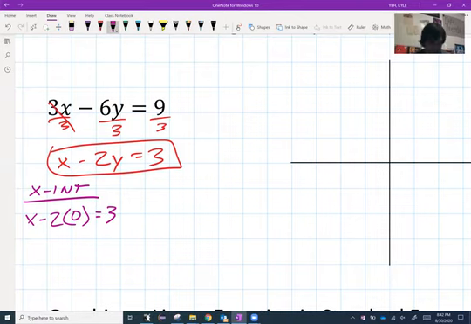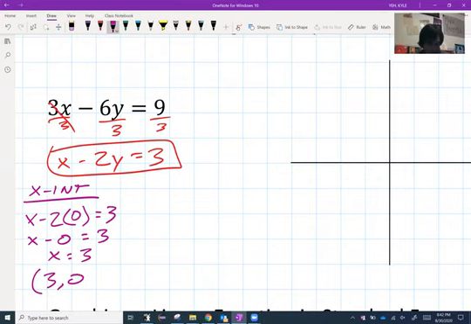So 2 times 0 is 0. So x minus 0 equals 3. That means x equals 3. My x-intercept we just found. My x-intercept happens at (3, 0). X is 3, that's the x-coordinate, and y we already knew was 0.